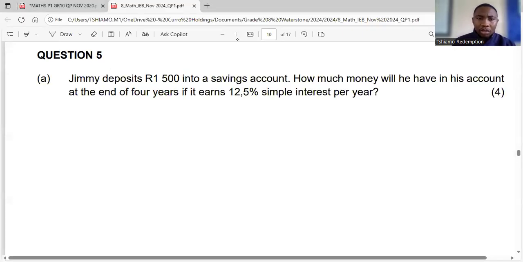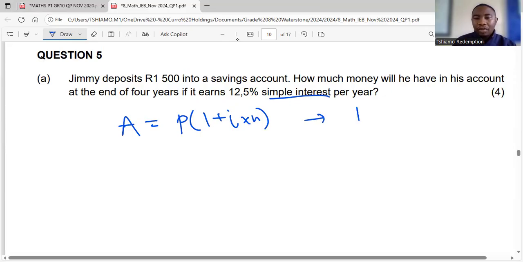Okay, Jimmy deposits 1,500 into a savings account. How much will he have at the end of 4 years if it earns 12% simple interest? Very important, simple interest per year. So how are we going to do this question? 2 ways of doing it. We can use this formula.